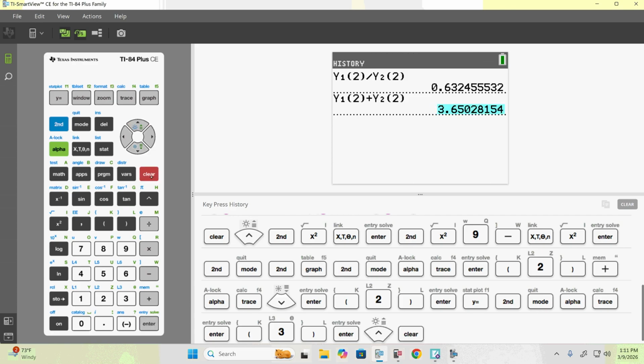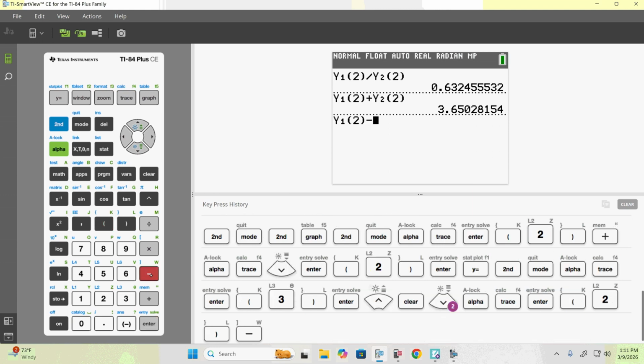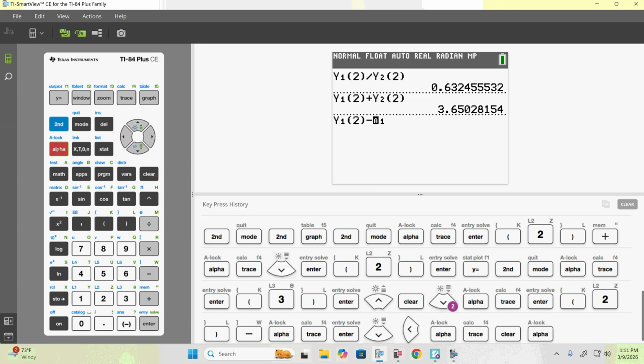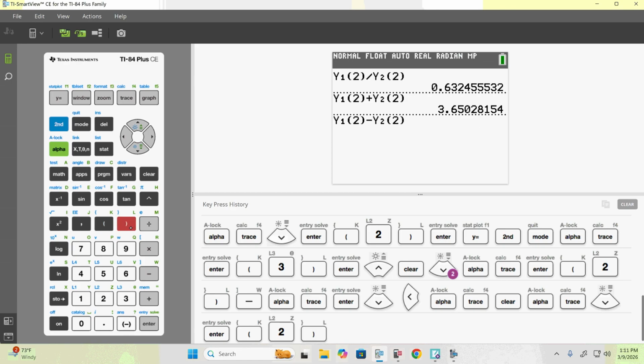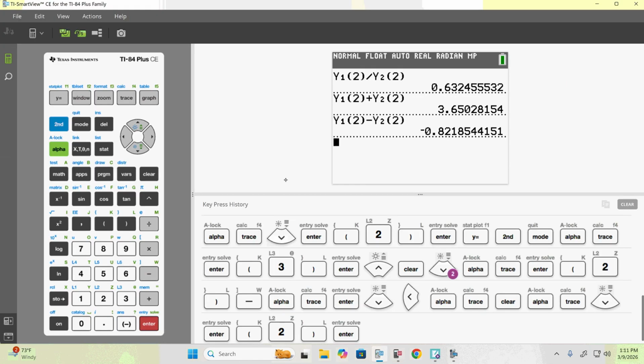Now, we also want to find subtraction. Almost. There we go. So 3.65. So we do alpha trace y1, parentheses 2, close parentheses, minus alpha trace y2, parentheses 2, close parentheses. And it tells us it's negative 0.82.